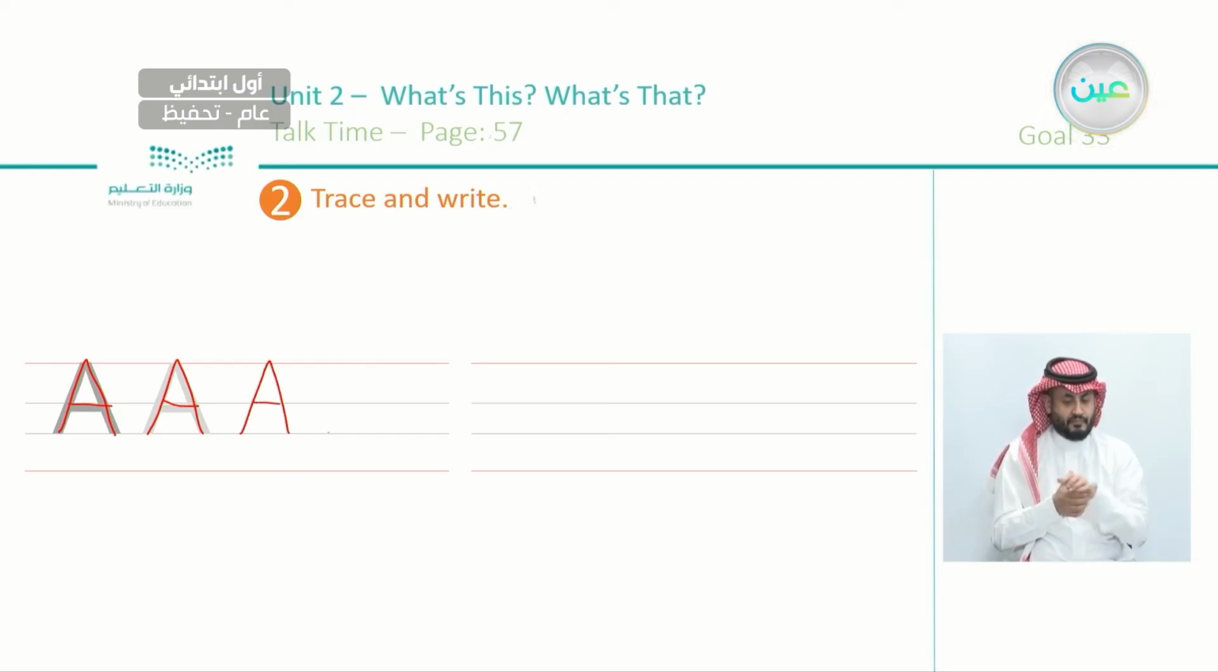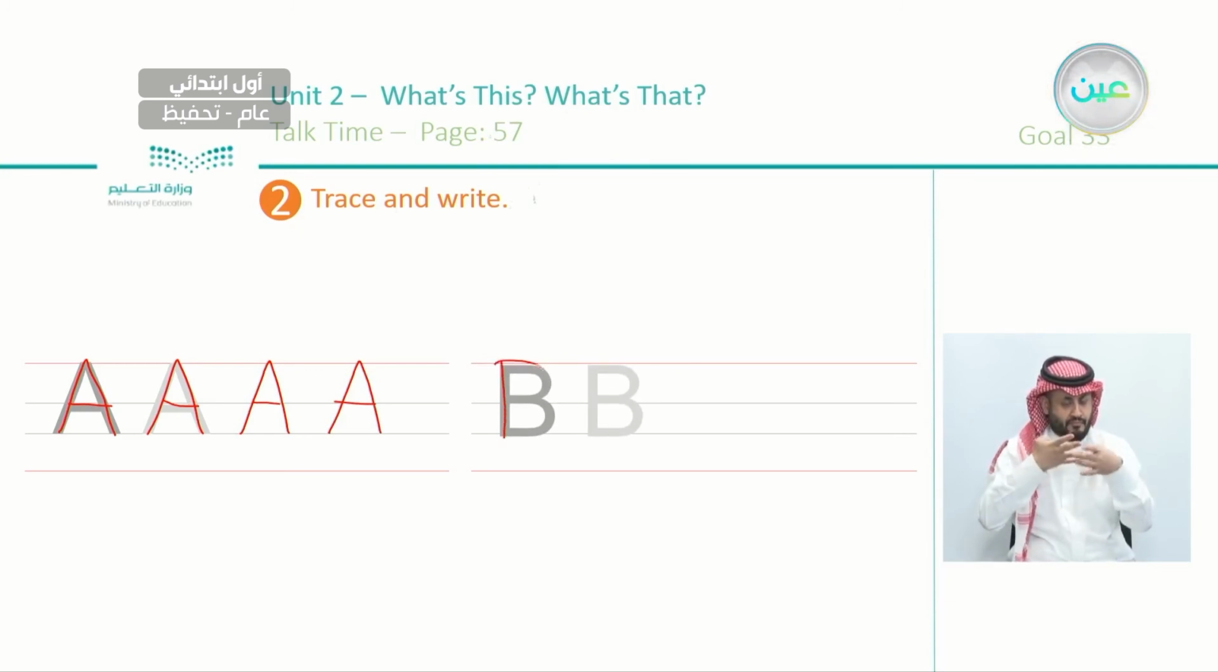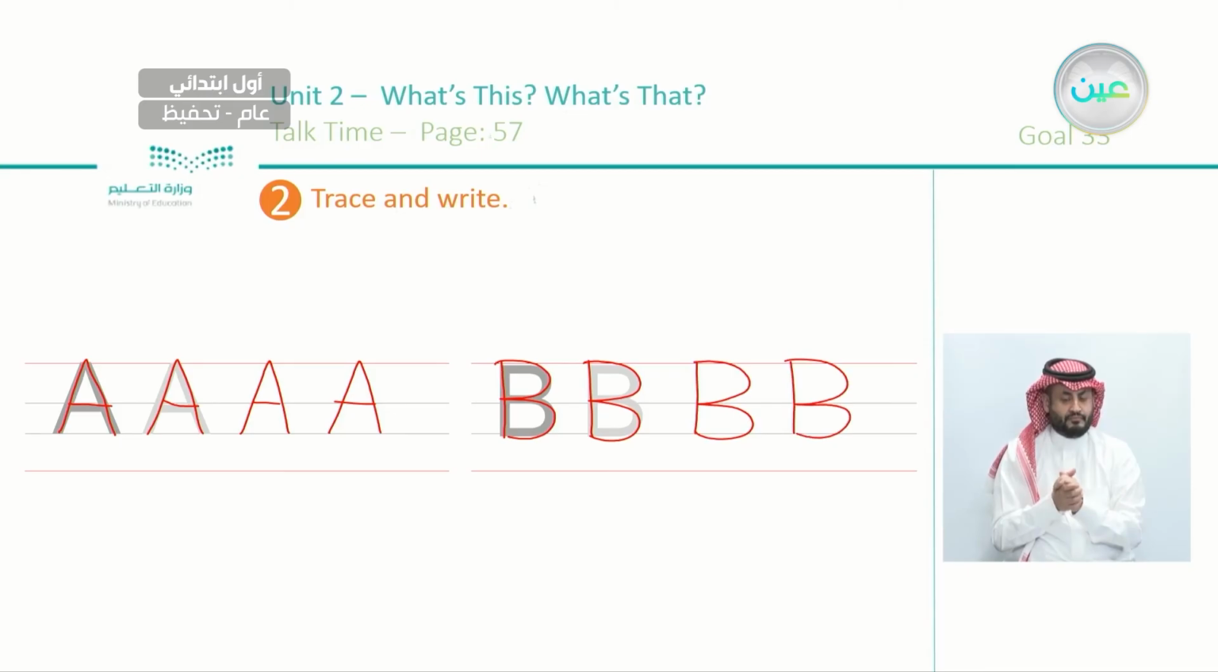A and A. Okay, what after A? We have B. Excellent. Okay, so again from line number 1 to 3, and we have 2 half circles on the right side. Again, this is B. Okay, let's write it 2 more times. Okay, last one. This is B.